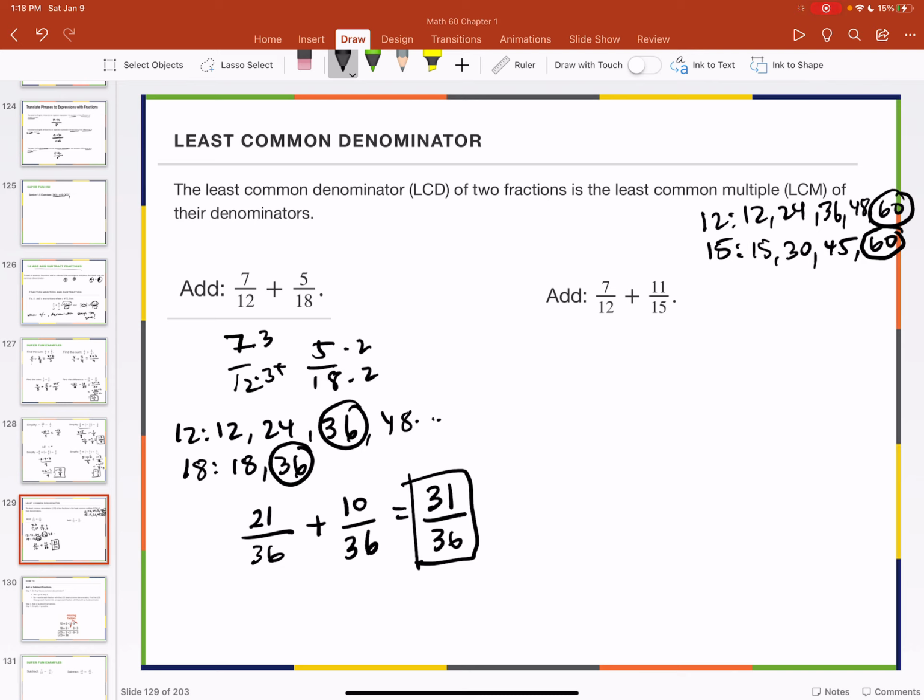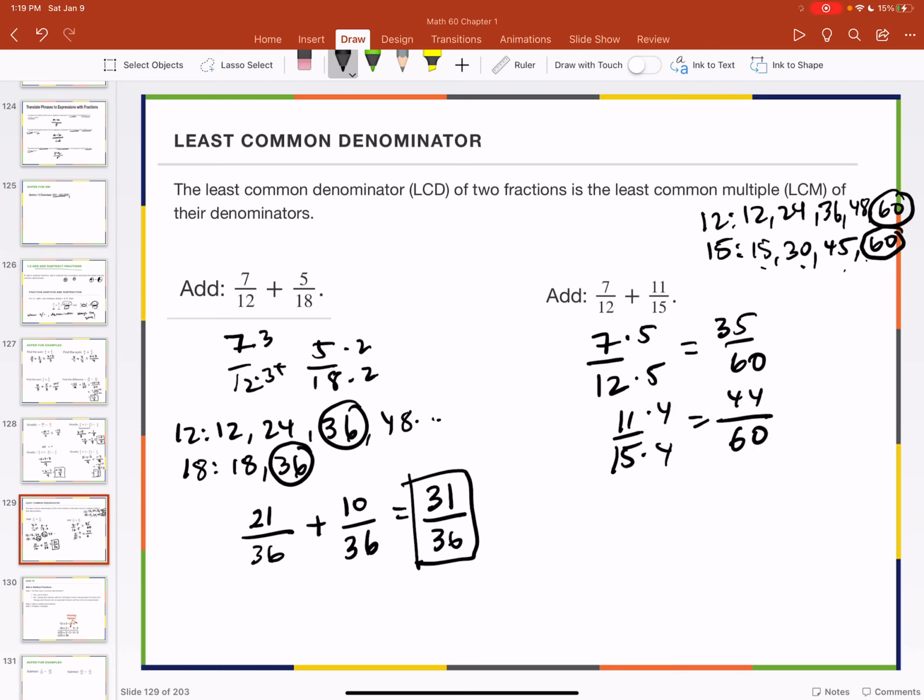So how many times did I write 12? I wrote it 1, 2, 3, 4, 5. So 5 times 12 gives me 60, okay? And then 15, I did 1, 2, 3, 4 times. So then I have to multiply top and bottom by 4. You kind of see what I'm doing here? So this is going to be times 5, the equivalent to 7/12 with a denominator of 60 is 35 over 60. And then 11/15 top and bottom by 4, we get 44 over 60.